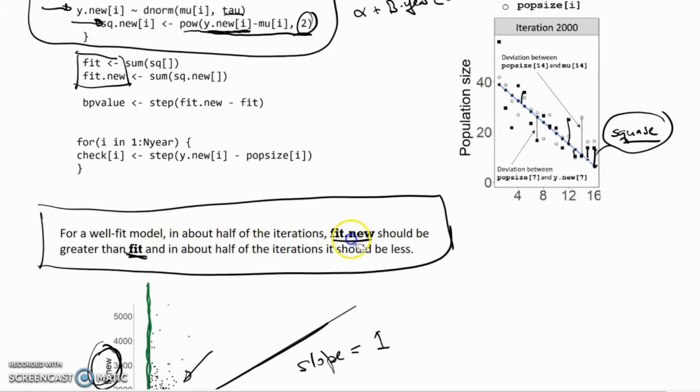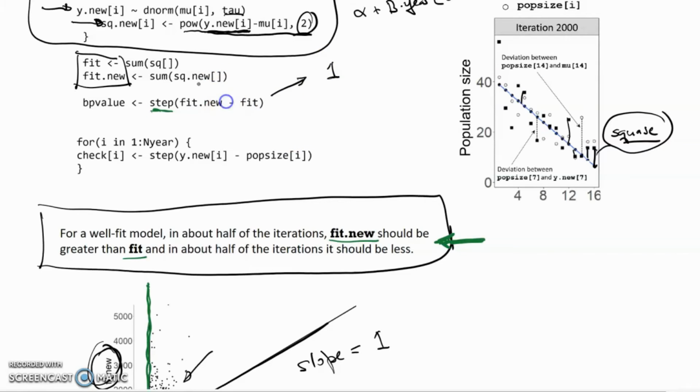The next goodness of fit test also uses this principle, comparing fit new and fit. But now what we're going to do is use the step function. And if you recall how that's going to work, if fit new is greater than fit, then the step function will return a 1.